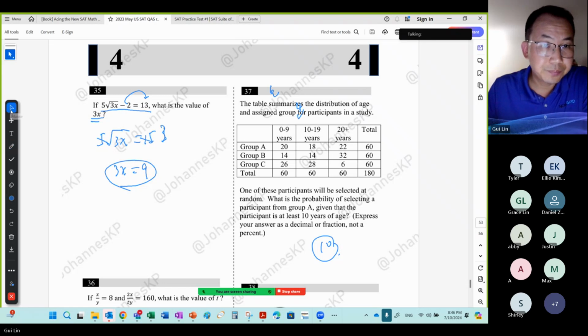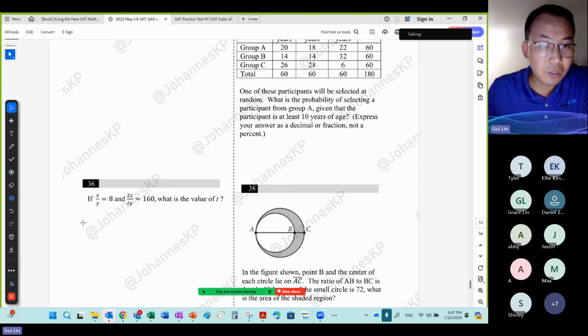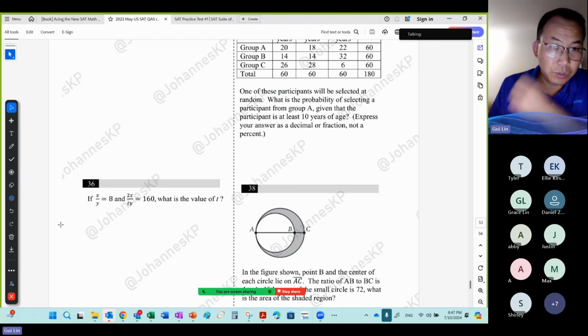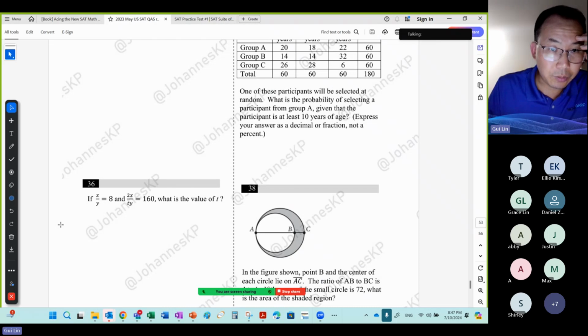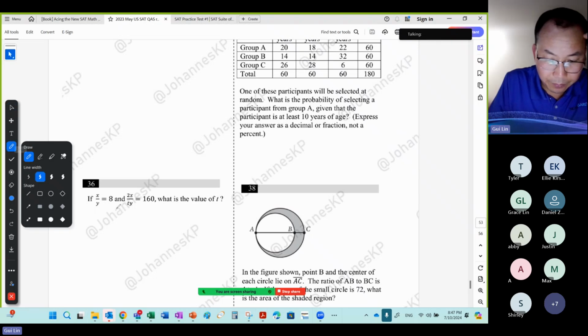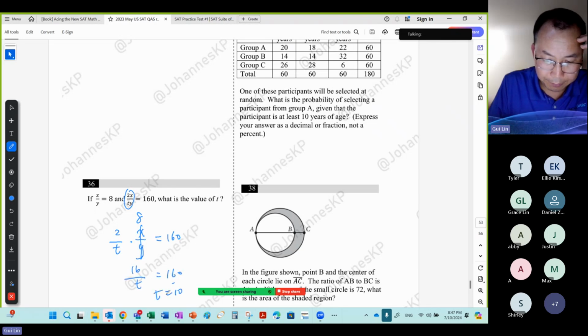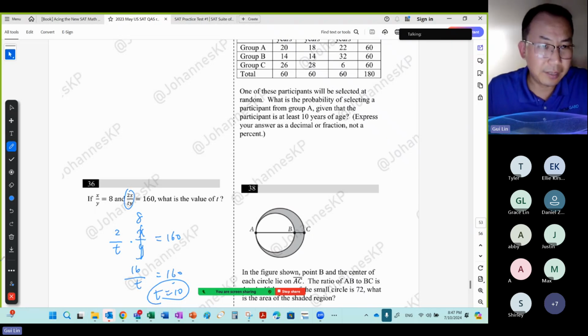All right, 36. If x over y equals 8 and 2x over ty equals 160, let's just substitute here, right? This part can be factored, so this part is replaced by 8. So it's 16 over t equals 160. So t is 10. Okay. That's too easy. Really, I should select a little bit more challenging questions.